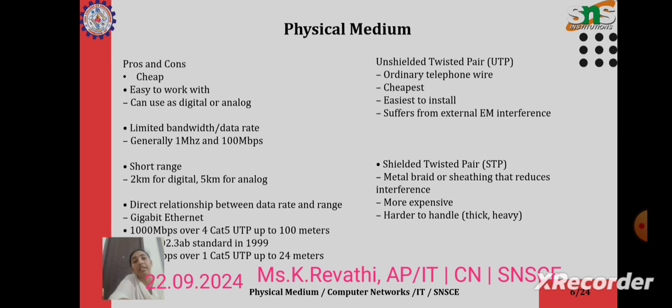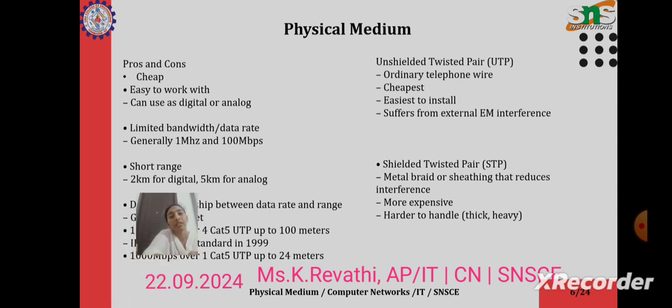Unshielded twisted pair is the ordinary telephone wire, the cheapest and easier to install, but it suffers from external interference. Shielded twisted pair has a metal braid or sheeting that reduces interference, but it is more expensive and harder to handle. It is thick and heavy.